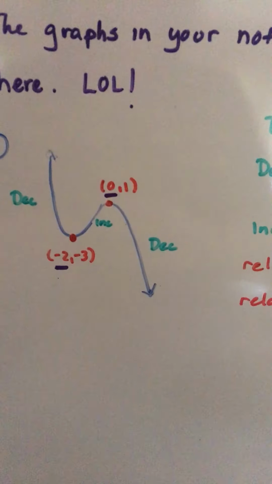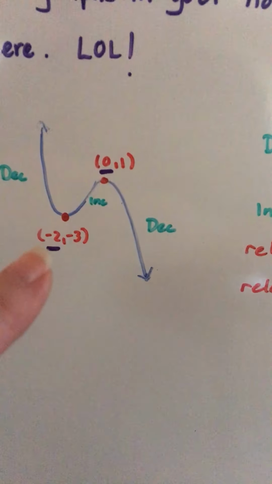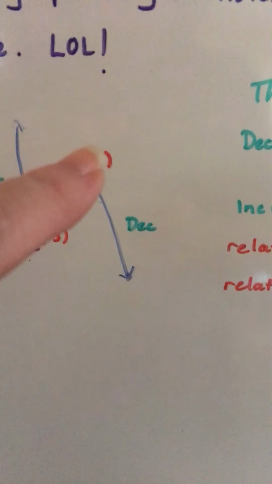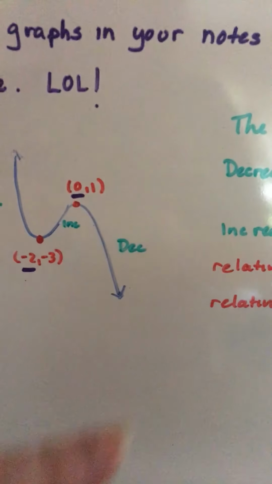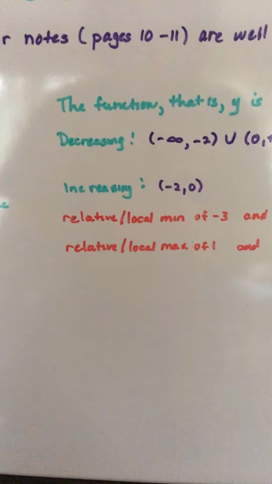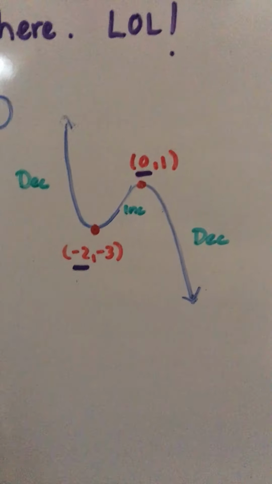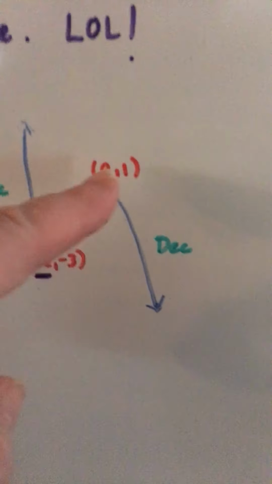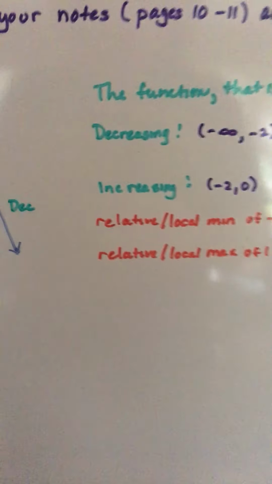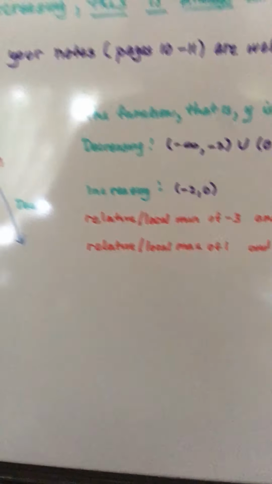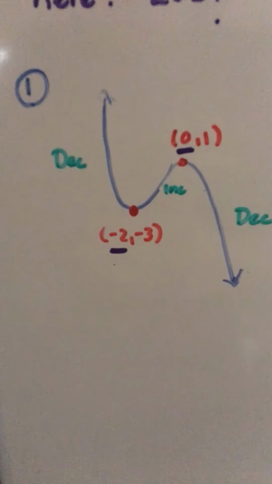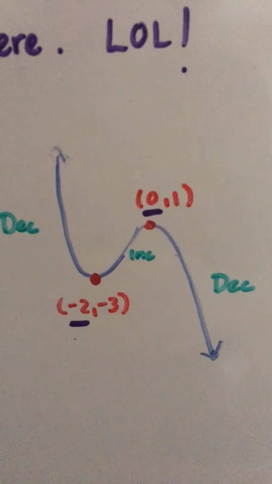When am I increasing? Well, I'm increasing when x is negative 2 up to when x is 0. So I'm increasing on the interval negative 2 to 0. Now, this is a min of sorts. It's a local or relative in relationship. It is a min. So I call it a relative or local min. What is the relative or local min? It's the y value negative 3, and it occurs where? At the x value negative 2.